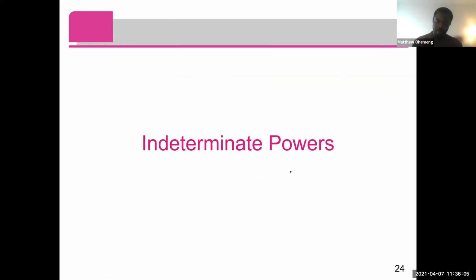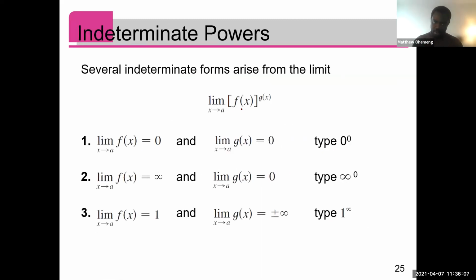Indeterminate powers. So for indeterminate powers, you are trying to take the limits as s approaches a of a base function to some power, right? Which is also a function. And then you end up with these 3 cases. Either you are getting type 0 to the power 0, right? So the base function is approaching 0. The exponent function is approaching 0. So that's 0 to the power 0. The 0 to the power 0 is indeterminate.